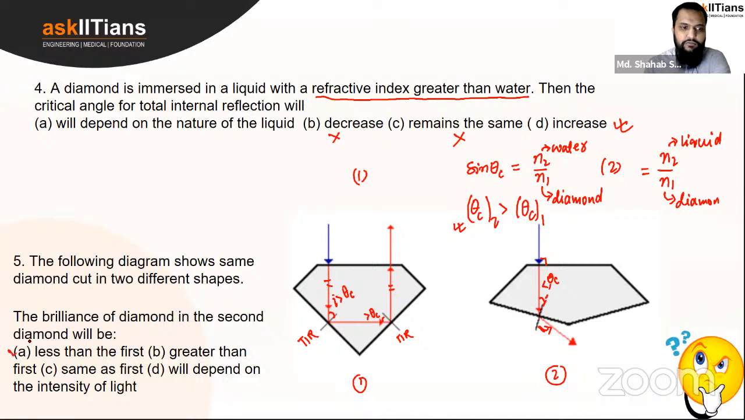Why? In the second, you can see the shape is like that, the critical angle, few rays maybe undergoing TIR, but the majority of rays are going TIR here, right? So this is the reason light is trapped for a longer time in the first diamond. That's why the brilliance, the sparkling quality, the brightness will be more in the first case and less in the second case. Okay, guys, I hope you understand it.